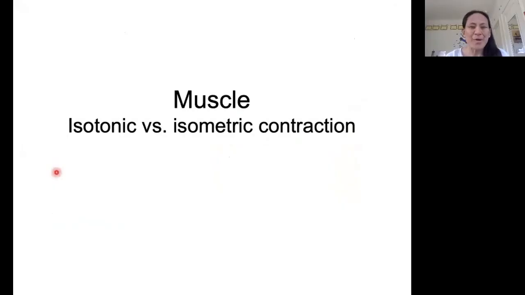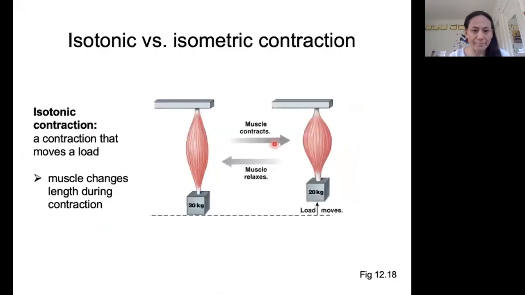Hello, everybody. Welcome back to our videos about muscle. In this video, we will be talking about isotonic versus isometric contraction. Okay, so I want to tell you about two different types of contractions that muscles can undergo, isotonic and isometric.